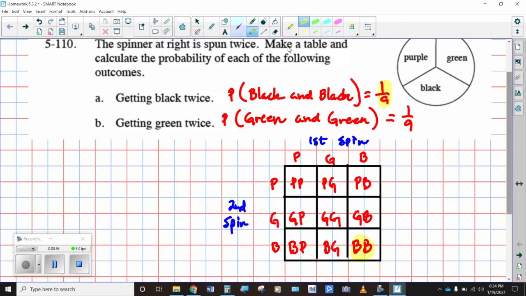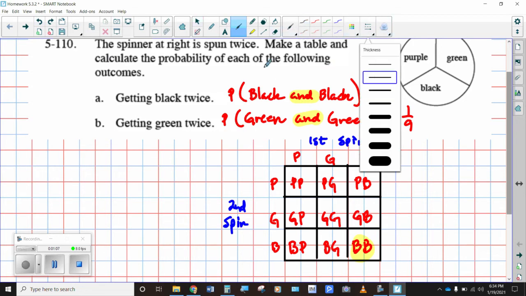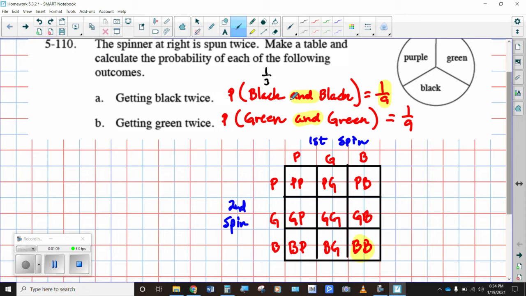Basically, whenever you are finding the probability of one thing and another thing happening, you will multiply. 1/3 is the probability of getting a black, and 1/3 of getting a black again. 1/3 times 1/3 is 1/9.